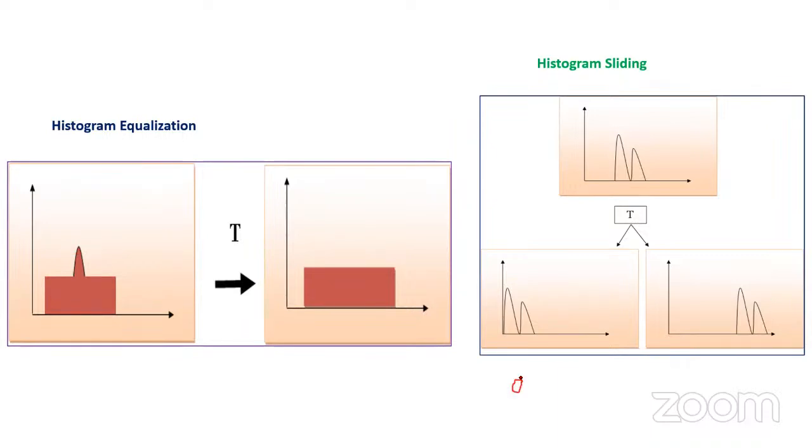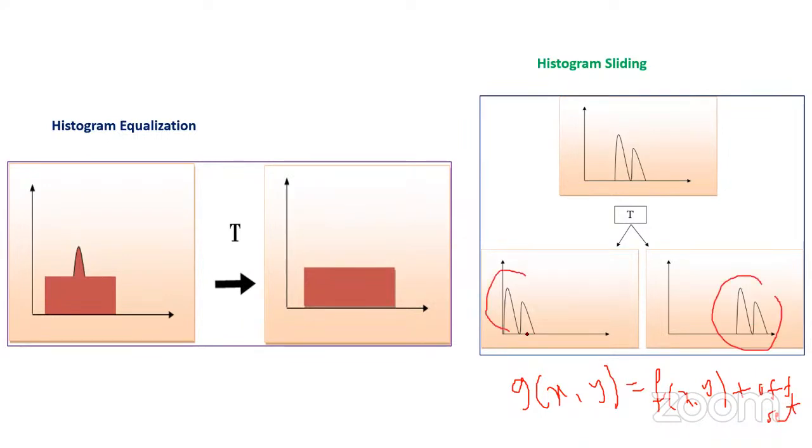The input image is f of x y. The output image after applying histogram sliding, g of x y, equals f of x y plus some threshold value. We can call it the offset value. The offset is positive or negative. If the offset is a positive value, you will get more brightness. If the offset value is negative, you will get less brightness. Let us assume T is the offset value or threshold value. So this is called histogram sliding.